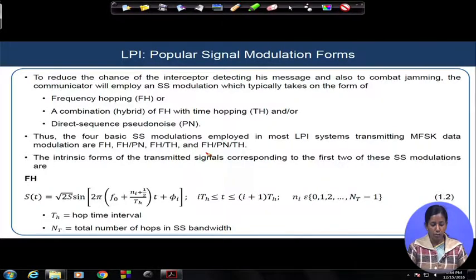And the intrinsic forms of the transmitted signals corresponding to the first two types of spread spectrum modulation systems, where the frequency hopping will be given like this, where Th is the hop time interval and Nt is the total number of hops in the spread spectrum bandwidth over which the hopping is performed.